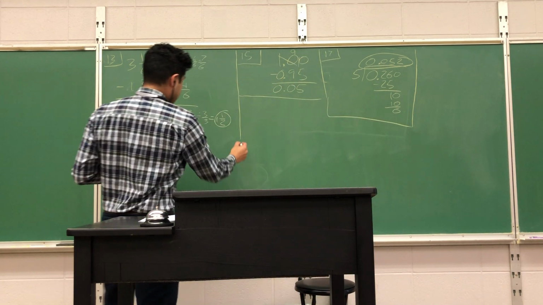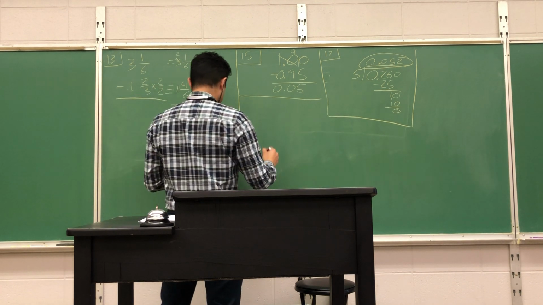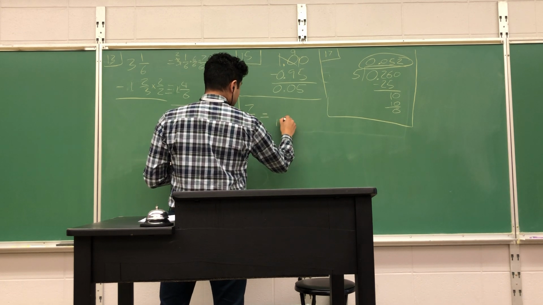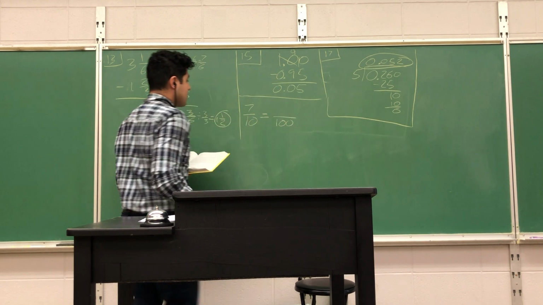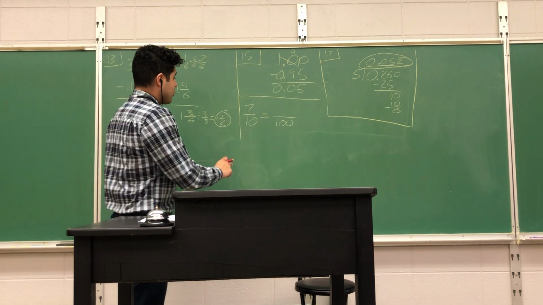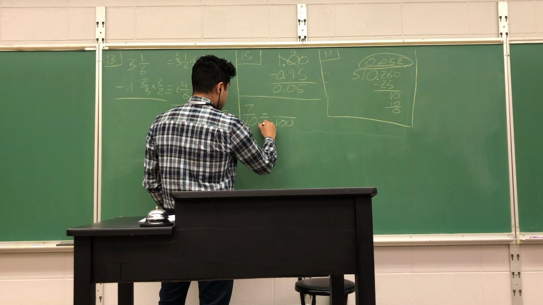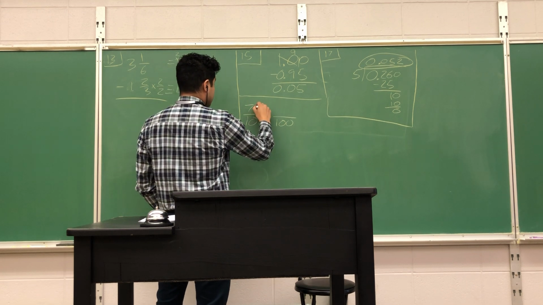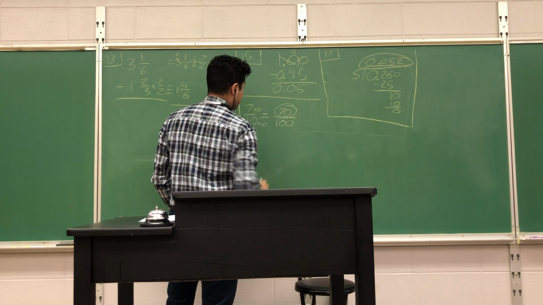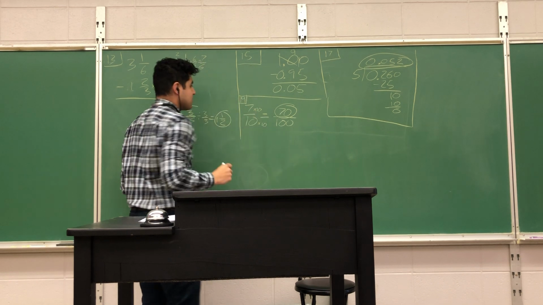I'm going to do this last one right here. I think you can see it from there. So we've got 7 tenths equals something over 100, and then we are looking for the missing numerator. So here we see that 10 times 10 would equal 100. So whatever we do to the denominator, we must do to the numerator. So we know that 7 times 10 would equal 70, and that's how we solve for that. It's kind of small, but that's number 19.